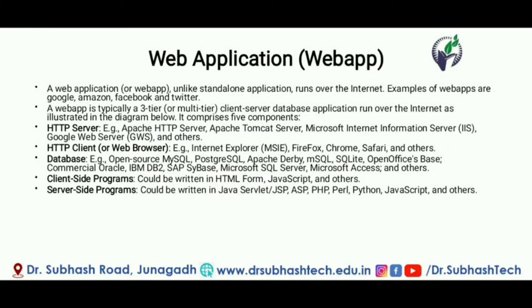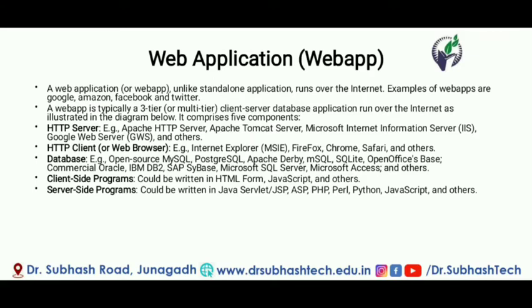A web application, or web app, unlike a standalone application, runs over the internet. For example, Google, Amazon, Facebook and Twitter are the most famous examples of web applications that run on the internet. Through the internet we can access all these applications via a browser. A web app is typically a 3-tier or multi-tier client server database application which runs over the internet, and it is illustrated in the figure that we see next.